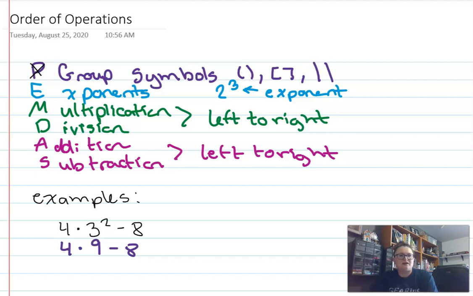And you know what I forgot to put here? What we're doing with these examples, the directions you would get for this problem would be to evaluate.